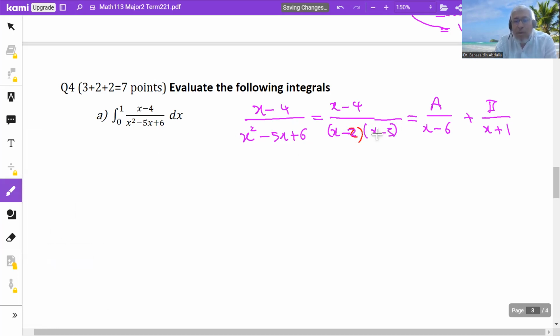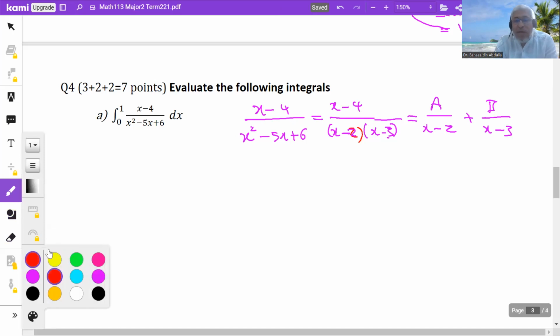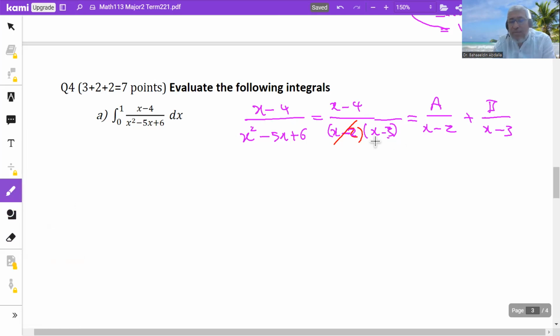Okay. So now the product, negative 2 times negative 3 is 6, and okay, that's correct. So let me correct my mistake. So x minus 2 and x minus 3. So now to find A and B, let me cancel this and replace x by 2. So 2 minus 4 is negative 2. 2 minus 3 is negative 1.